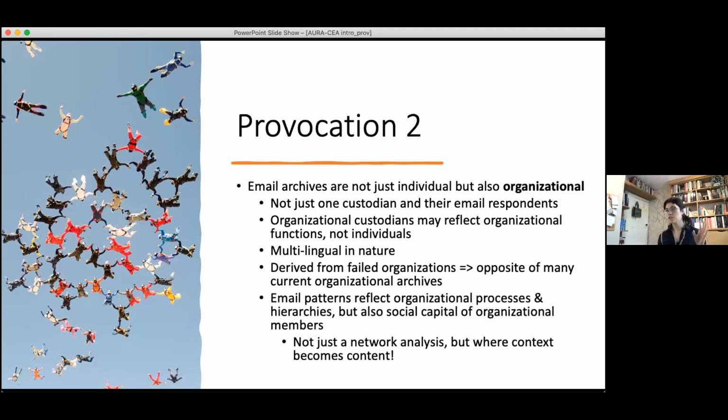But we're also interested really in how the content and context interact. So email patterns obviously reflect organizational processes in really meaningful ways. Email allows us to actually work with that and pull that into our analysis. It reflects hierarchies, but also social capital of individual members, so that not everything will be explained by a formal structure. So again, we're interested here not just in network analysis, but really where the context would become content and change our understanding of the content. So those are our two provocations.